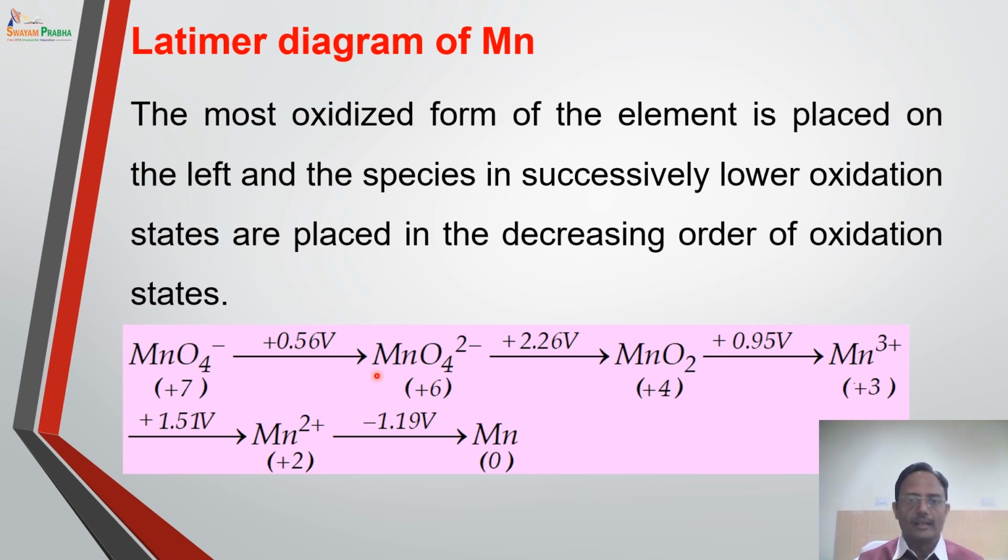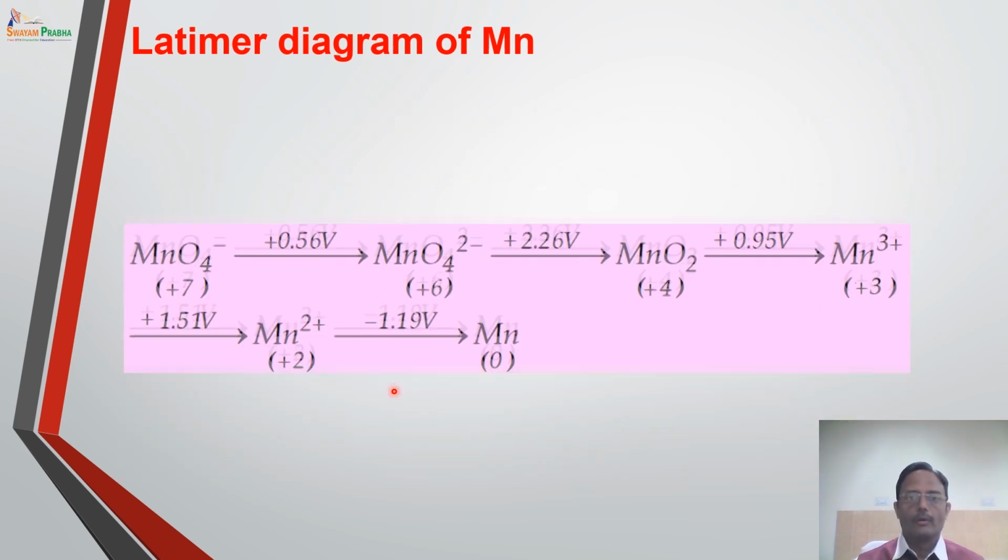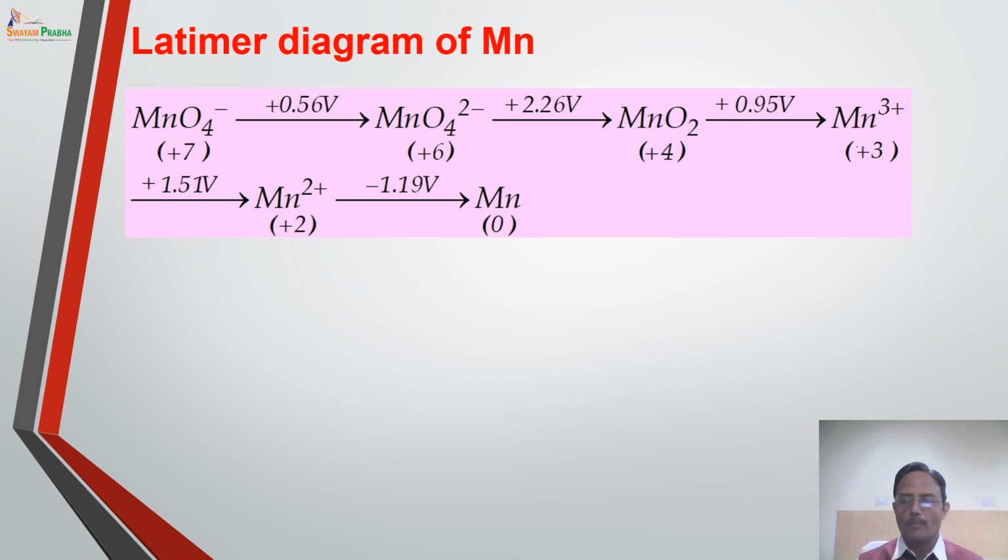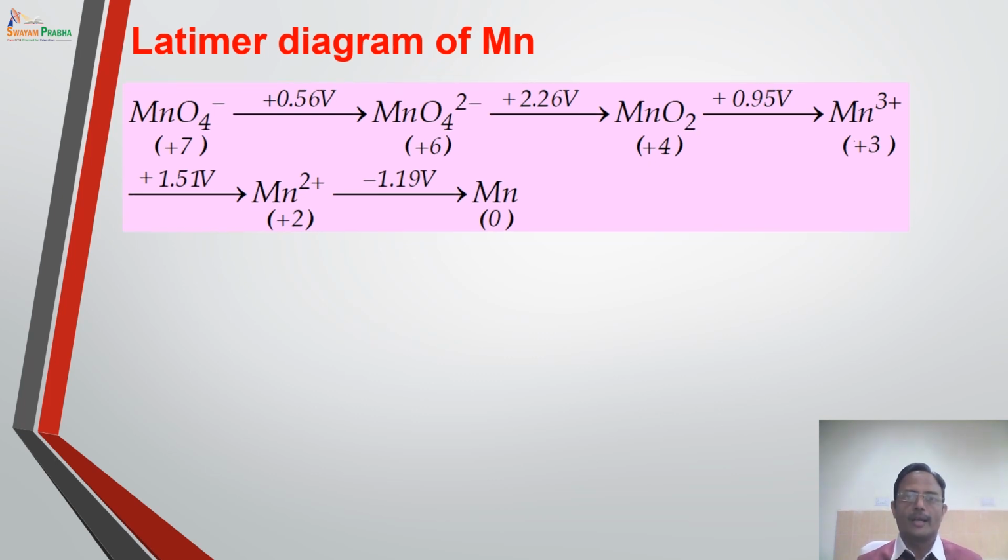It means that if you have Mn in the 7+ state and Mn in the 6+ state, since the value of the reduction potential is positive, Mn7+ will have a tendency to undergo conversion from +7 state to +6 state by gaining one electron. We will discuss some more properties of this particular Latimer diagram of manganese.